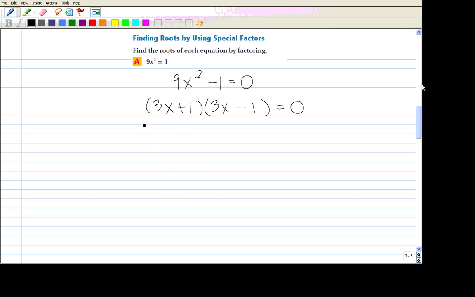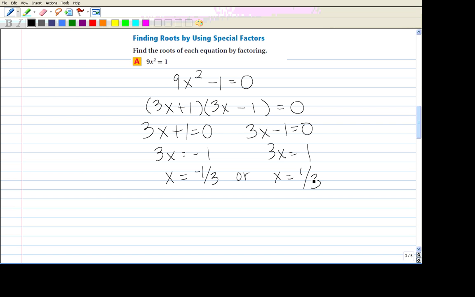Now I can set each of my factors equal to 0 and solve for x. So here I'll get 3x equals negative 1, x equals negative 1/3, or here I'll get 3x equals positive 1, or x equals 1/3.